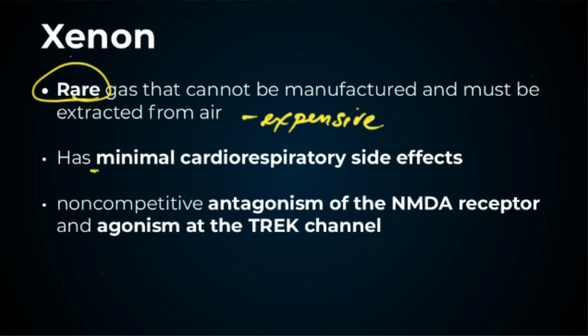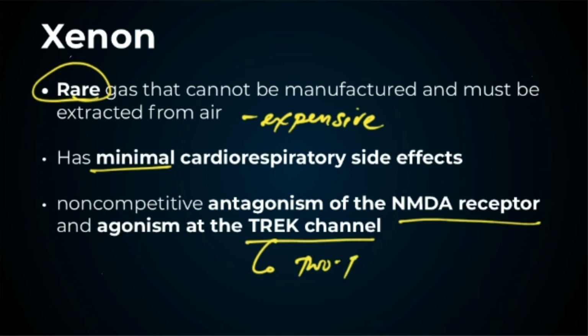Now, the analgesic and anesthetic effects are due to non-competitive antagonism of the NMDA receptor and agonism at the TREC channel. So the TREC channel is a member of the 2,4 potassium channel family that we talked about earlier. So these are thought to be the central mechanisms of action of xenon.